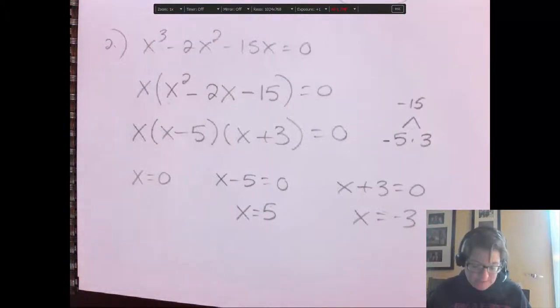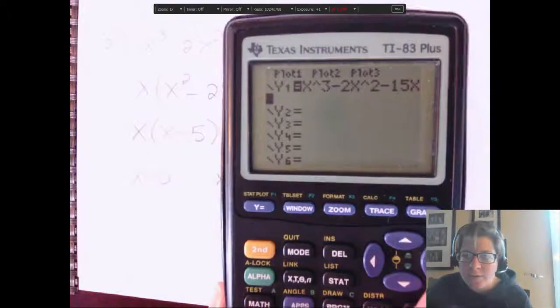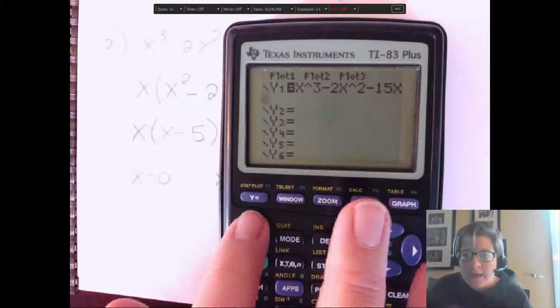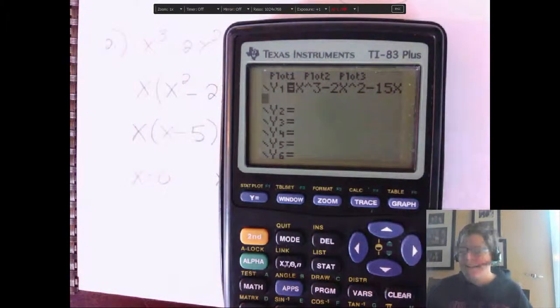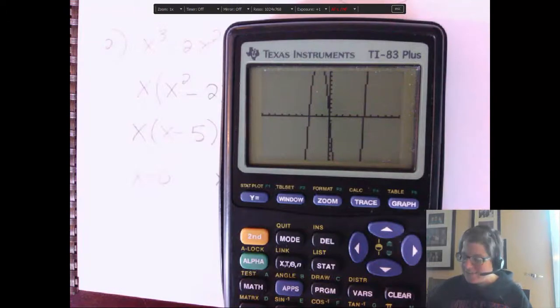So I'm going to type this in real quick. x to the third minus 2x squared minus 15x. I type this into my graphing calculator under y equals, and I don't have a glare. Aha! I'm not in my classroom. I'm at home today, and it doesn't glare on my calculator. Yay! So we can double check.